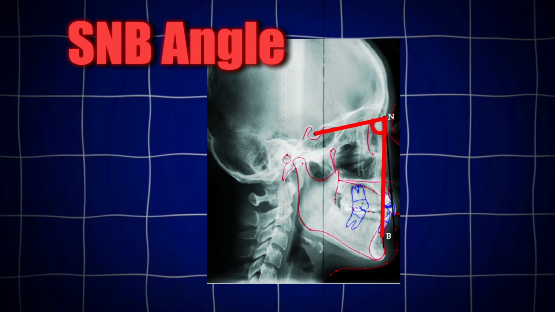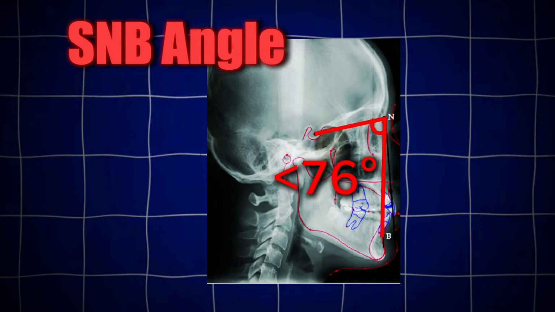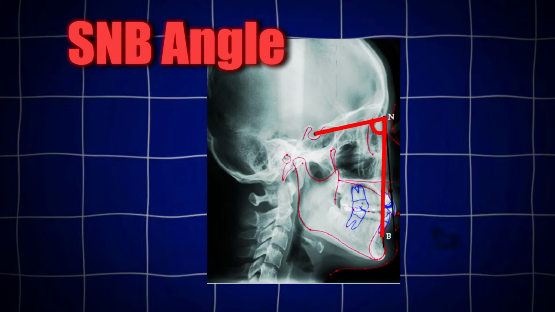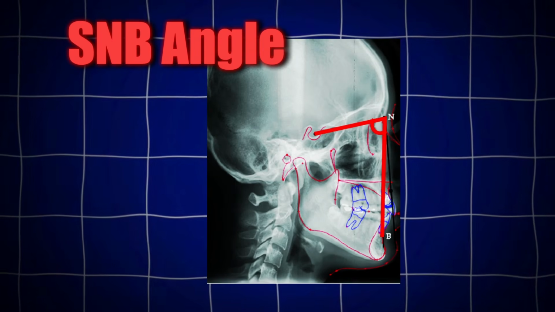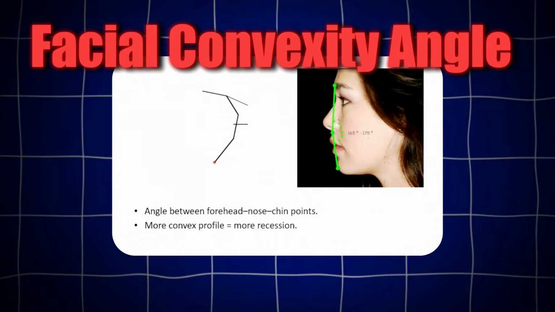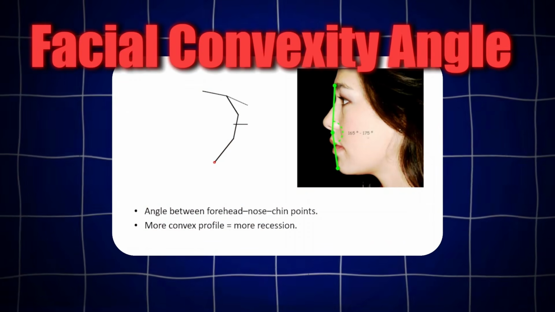So if this angle is around 80 degrees, that's normal. But if it's below 76 degrees, that means that the mandible is actually recessed. And as you can see, we measure a little bit behind the gnathion, in terms of the position, is that we want to measure the bone here and not necessarily the soft tissue that sits on top of the chin. The next method that we want to talk about, guys, is called facial convexity angle.